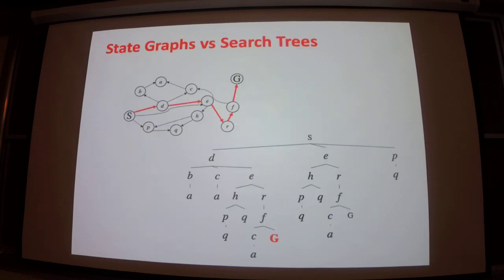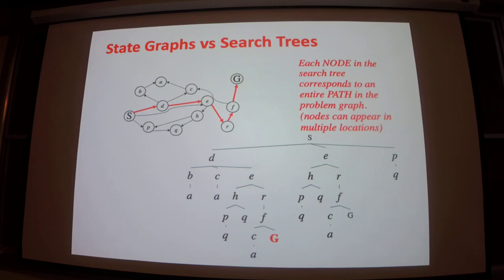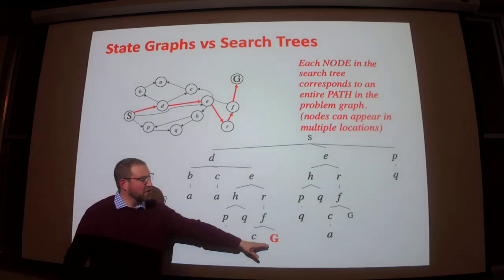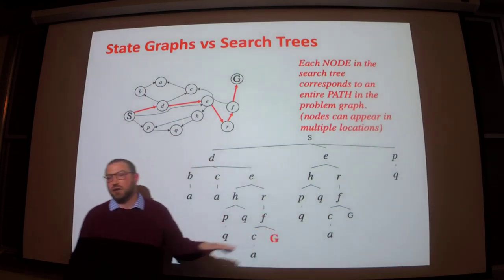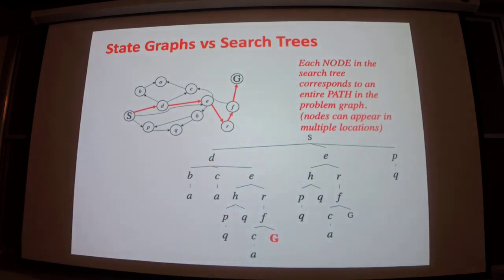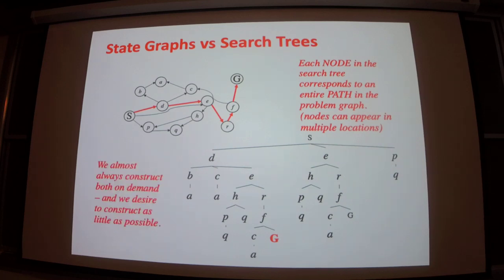It looks like this. Okay, so this is an extremely important point. Every node in the search tree corresponds to an entire path in the problem graph. That means that nodes can appear in multiple locations, right? So you can see, for instance, G, the goal, is in multiple places, right? They're distinguished by their path. Again, this is at least as bad as the graph was itself, so we almost never construct this explicitly, right?